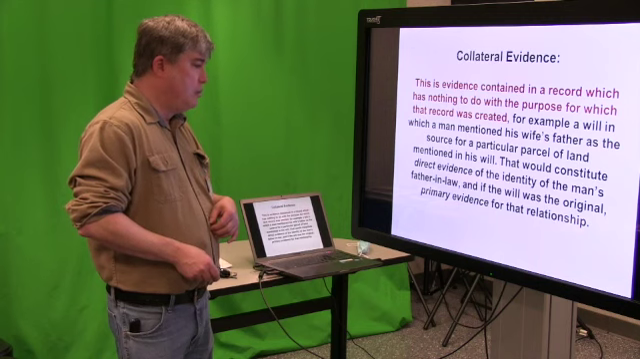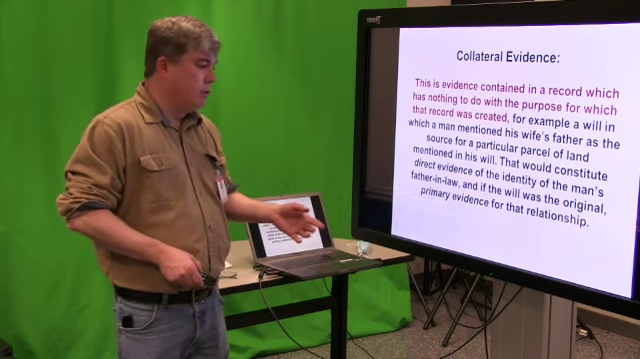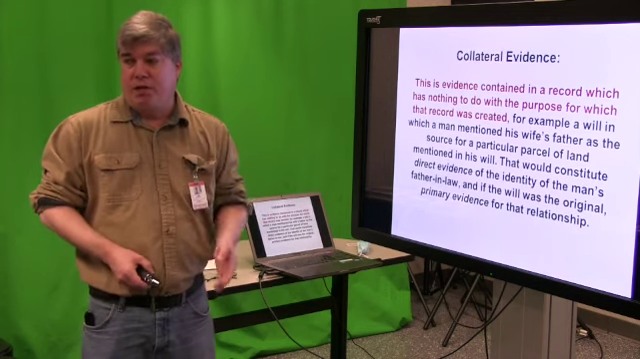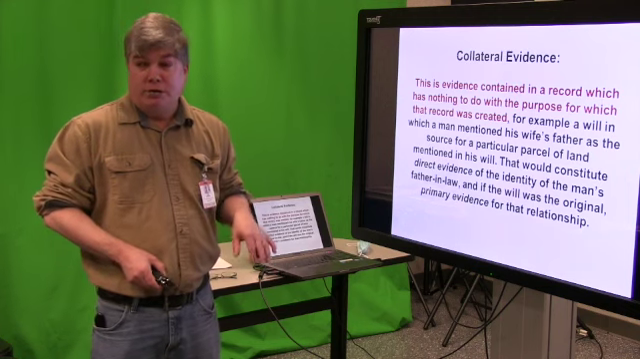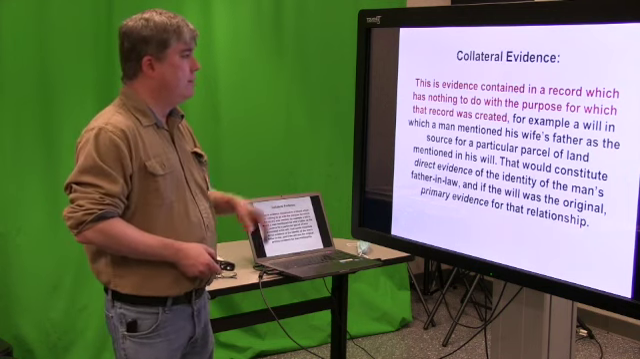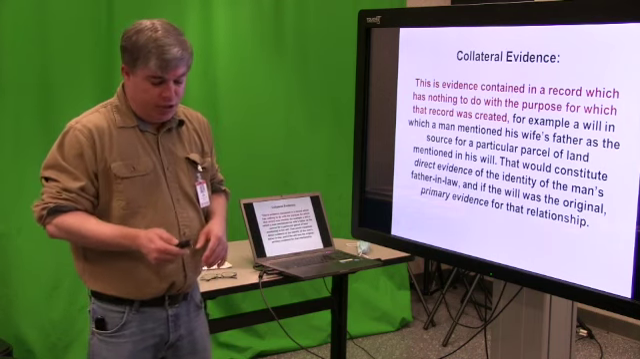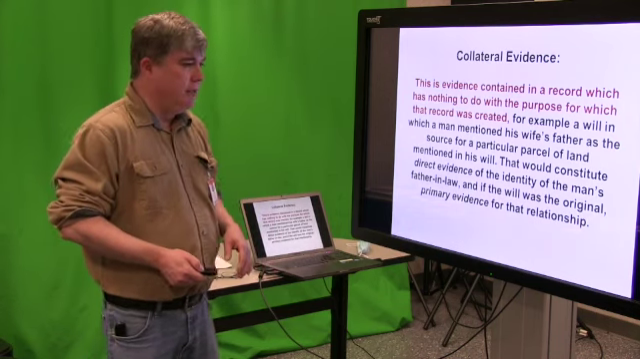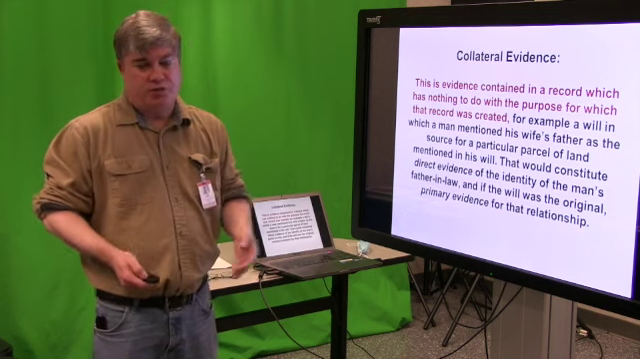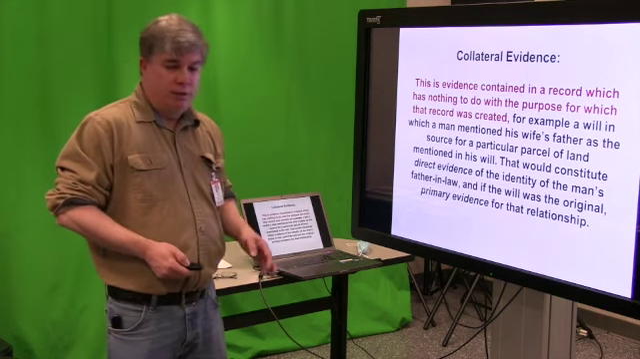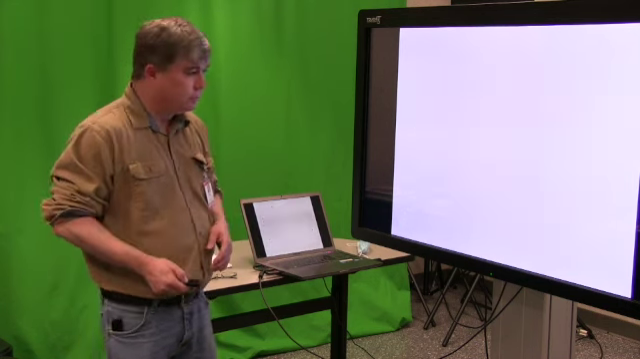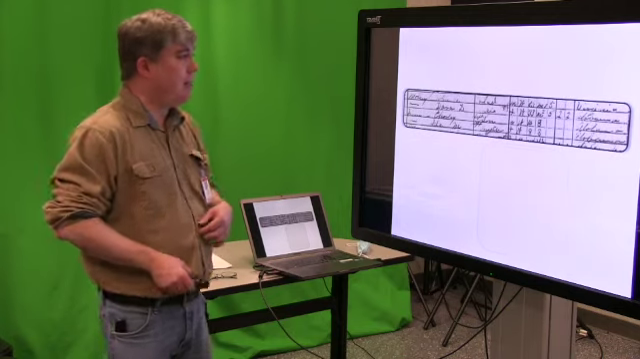And the will was the original, primary evidence for that relationship, but it would be secondary evidence for the land. It's probably really good secondary evidence or collateral evidence because the guy writing the will knows where his land came from, and generally people don't lie. Certainly if they know they're about to pass away, it usually makes people a little bit more honest, and they don't usually have a reason to lie.